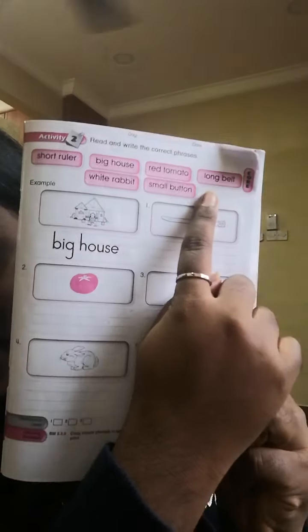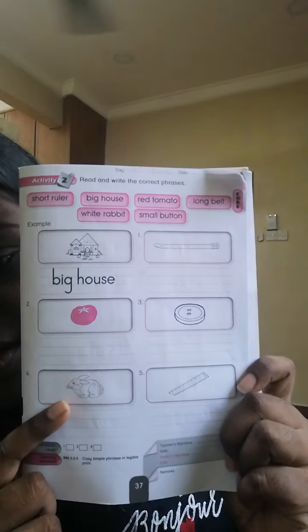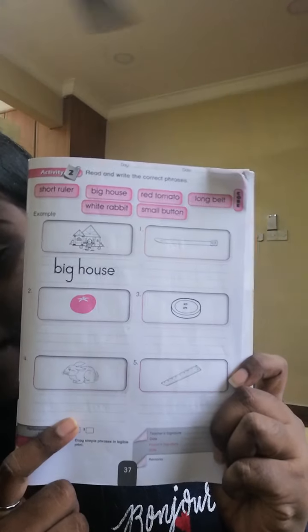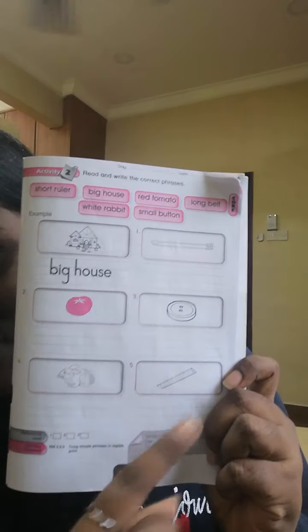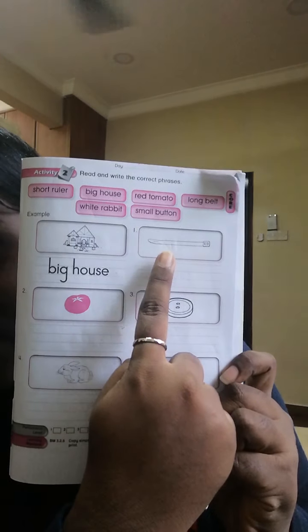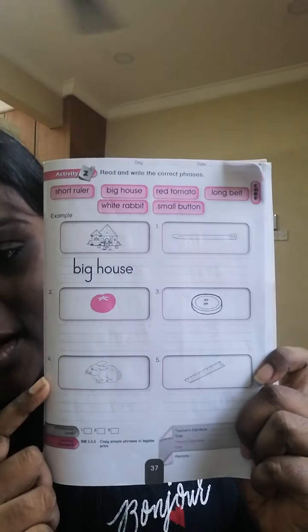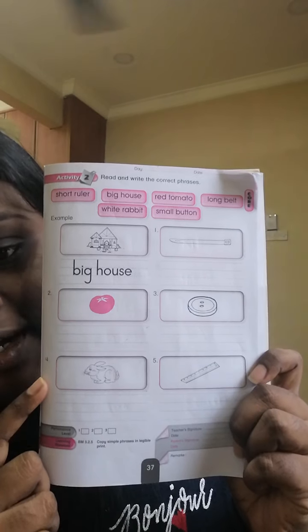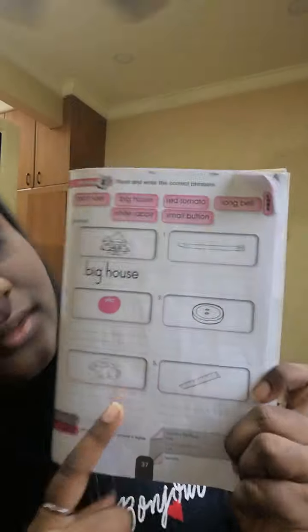Next one. This is a long belt. What is a belt? Belt is something that you use to keep your pants up, right? This is not a belt. Is this a belt? No, this is a belt. This is a long belt. This one is a white rabbit. Which picture is a rabbit? Rabbit is arnab, right? This is a white rabbit.